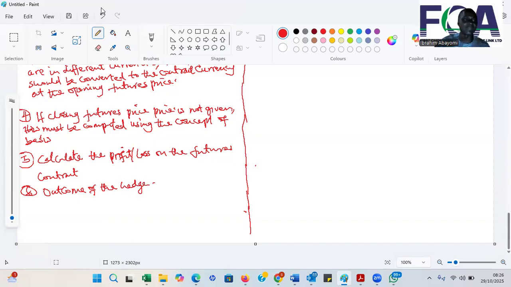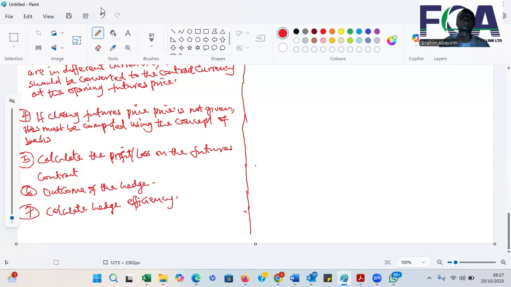Sometimes the examiner may want you to calculate hedge efficiency, but that is not a constant requirement for the purpose of the exam. If the examiner wants you to calculate hedge efficiency, it will be stated in the question. Hedge efficiency simply means how efficient your hedge is at resolving your exposure risk.